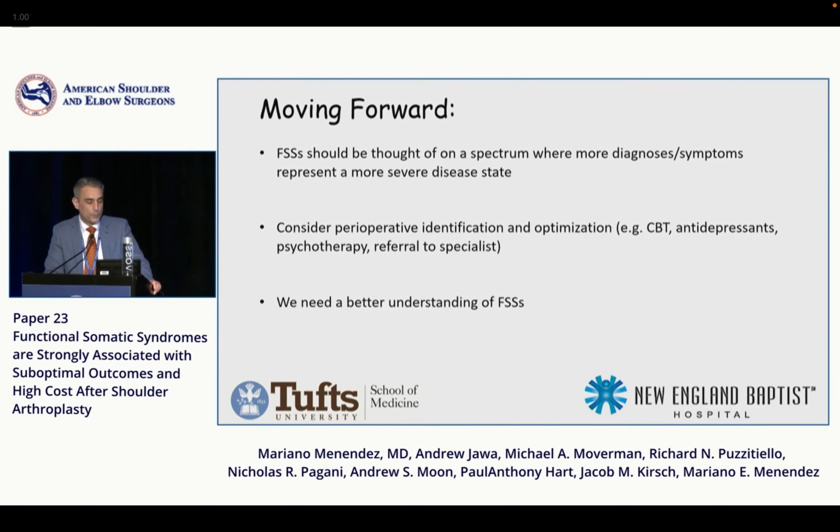And we should really think of these as a spectrum of disease. It's not just fibromyalgia, not just TMJ, but a spectrum of disease. And we're beginning to do some of this. We haven't done it quite yet, but really consider perioperative identification and optimization, counseling that you're not going to have as good of an outcome. And we really need to better understand this large group of patients in our arthroplasty population.